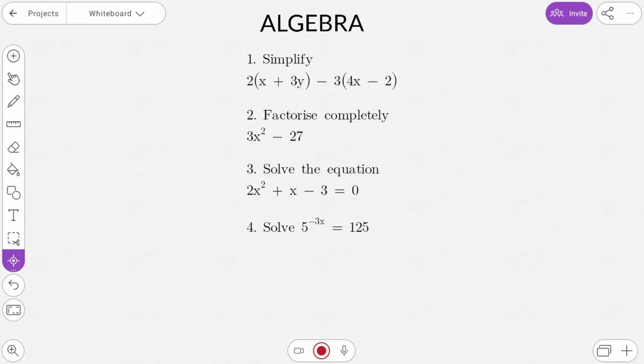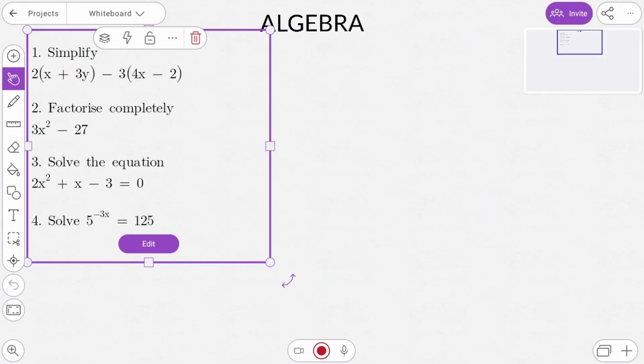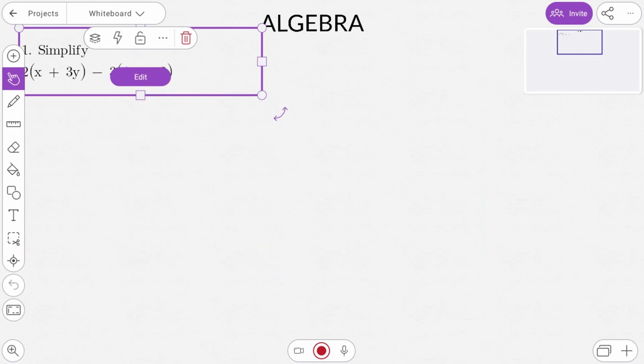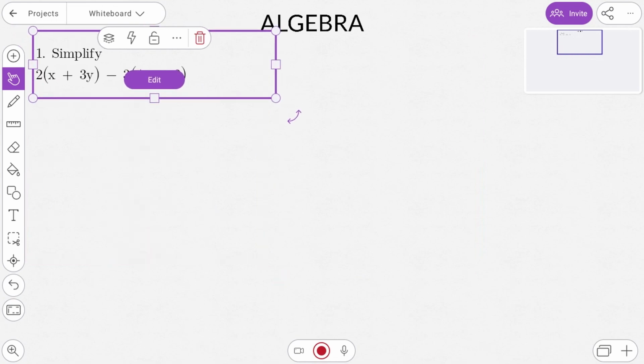Alright, so welcome to this video. Today we have these 4 questions which I want us to solve, and they are under algebra. The first one is simplify 2(x + 3y) - 3(4x - 2). So we'll go straight ahead and move the questions to one side of the board so I can start solving for us to see how it goes.